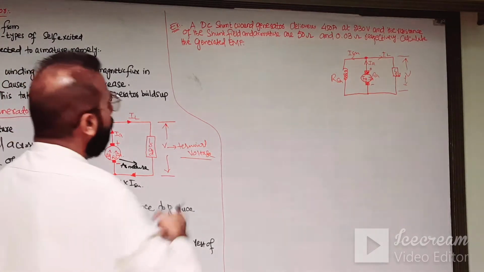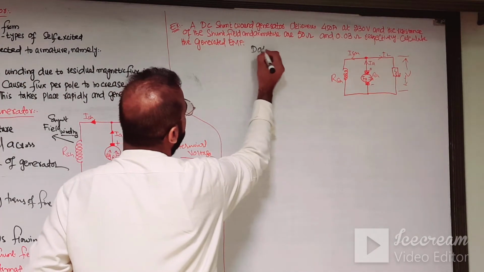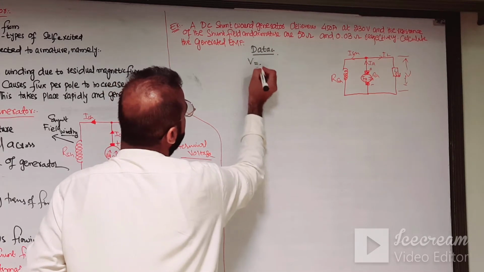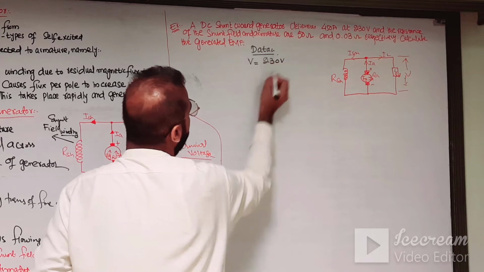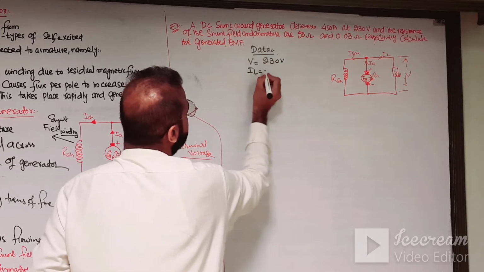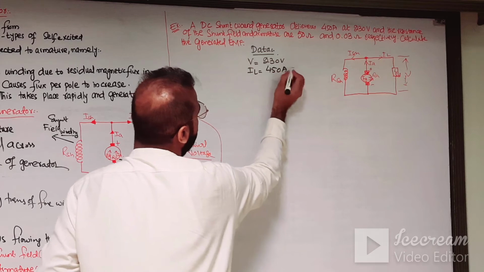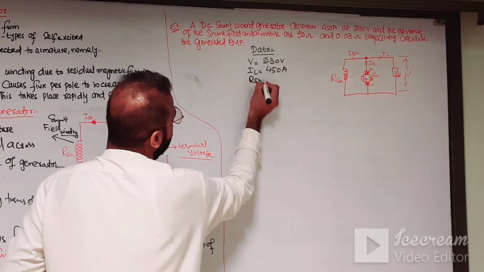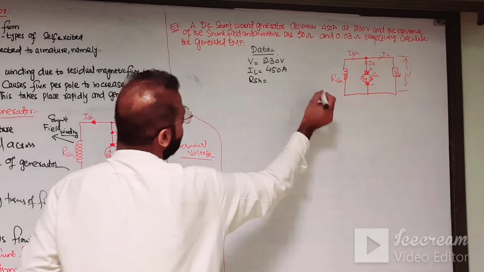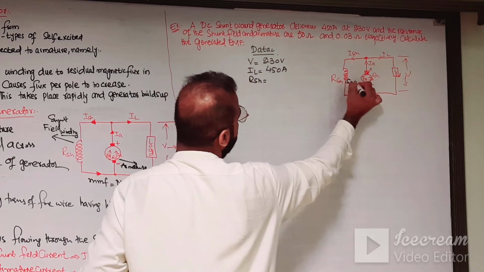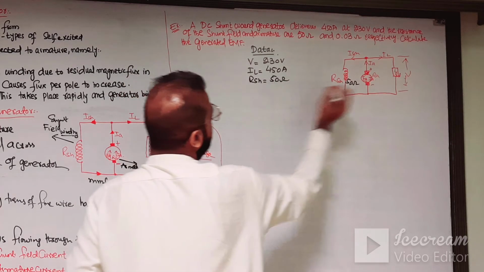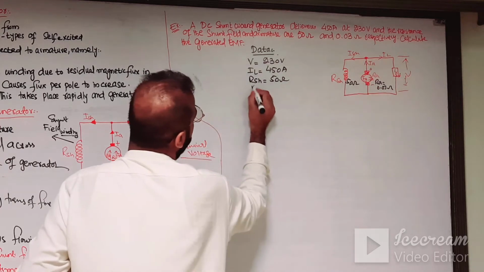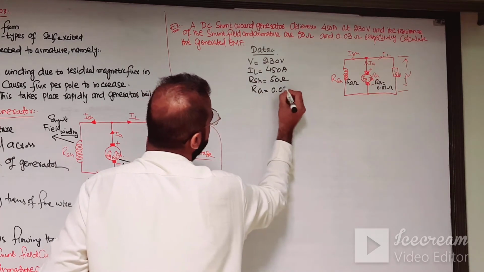Now write down the data. Here the terminal voltage is 230 volt. The IL is 450 ampere, the load current. The R shunt, the resistance, is 50 ohm, and the resistance of the armature is 0.03 ohm.